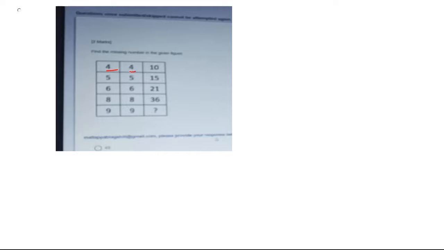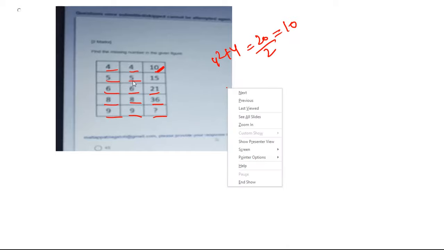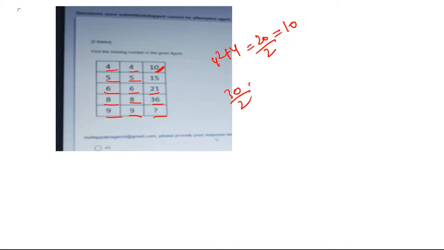Here we have 4, 4, 10, 5, 5, 15, 6, 6, 21, 8, 8, 36, 9, 9, 7. So let's understand how we are getting this. If you see 4 ka square plus 4, that will be 20, and 20 divided by 2 will give us 10. So this is what we are getting. 5 ka square will be 25, and 25 plus 5 will be 30, and 30 divided by 2 will give us 15. So that is what is written here.